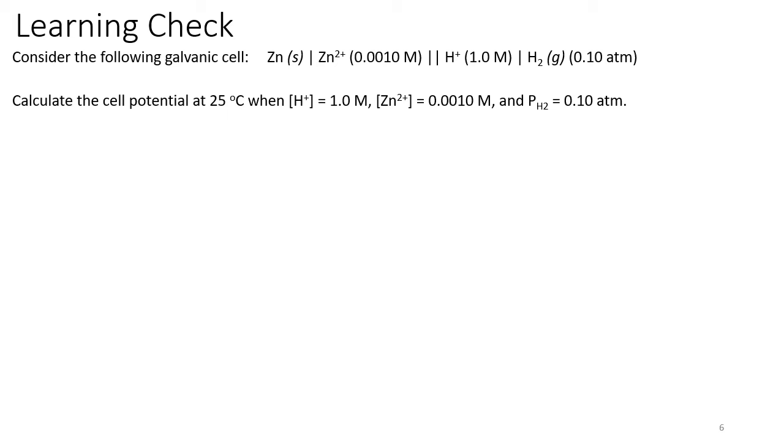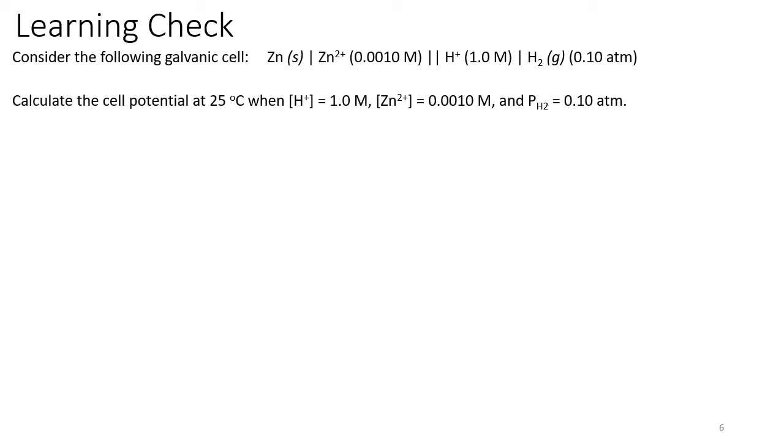All right, so in this example of the Nernst equation, we're going to combine a lot of things that we've already talked about in this chapter. We have a galvanic cell given to us, and it's written in shorthand notation, so we have to interpret that. And we're going to have to calculate the cell potential.